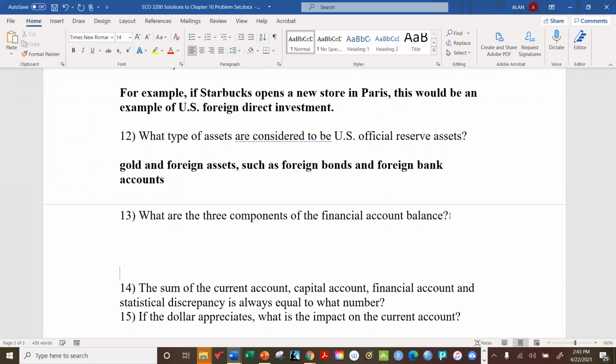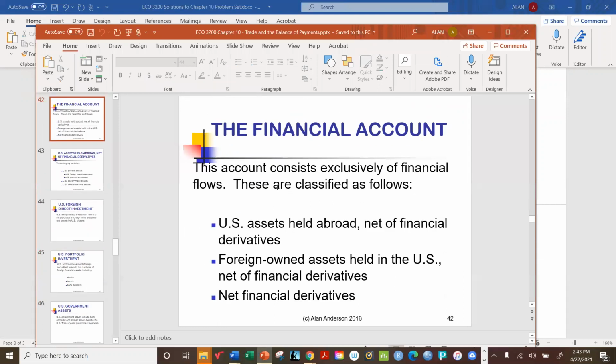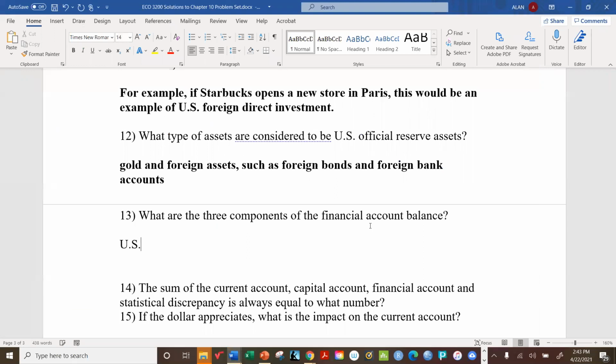And then the financial account balance is really broken up into three main components. Let's go back. Yeah, here it is. And a lot of it, well, first of all, it's U.S. assets held abroad, which means we buy assets in foreign countries.